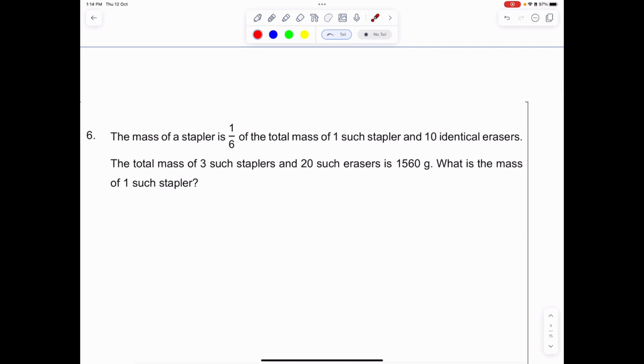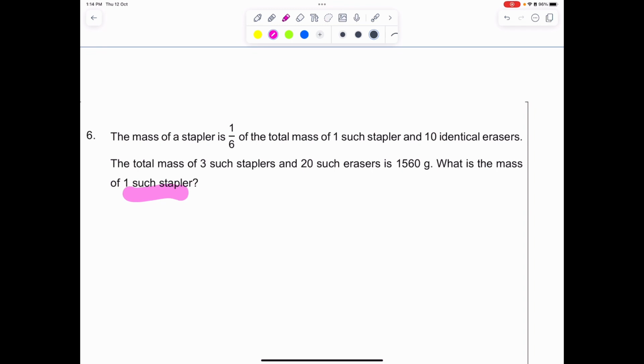6. The mass of a stapler is 1/6 of the total mass of one such stapler and 10 identical erasers. Now, the total mass of 3 such staplers and 20 such erasers is 1560 gram. What is the mass of one such stapler?